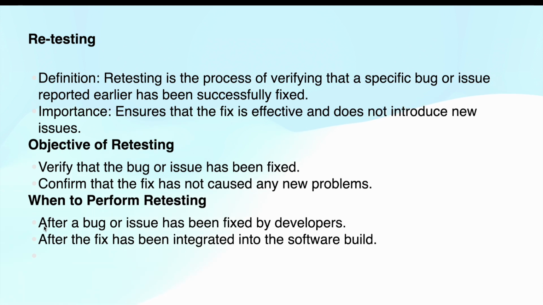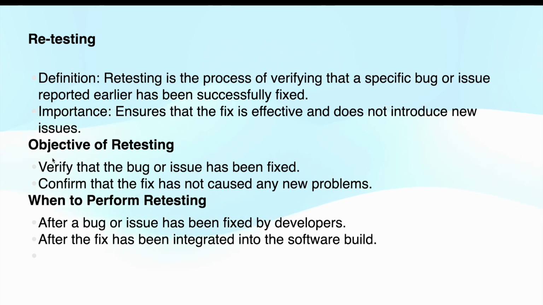Retesting is the process of verifying that a specific software bug or issue reported earlier has been successfully fixed. It ensures that the fix is effective and does not introduce new issues, helping maintain the overall quality of the software. The main objective is to verify that the bug or issue has been fixed as intended by the developer. It also aims to confirm that the fix has not caused any new problem or regression in the software.